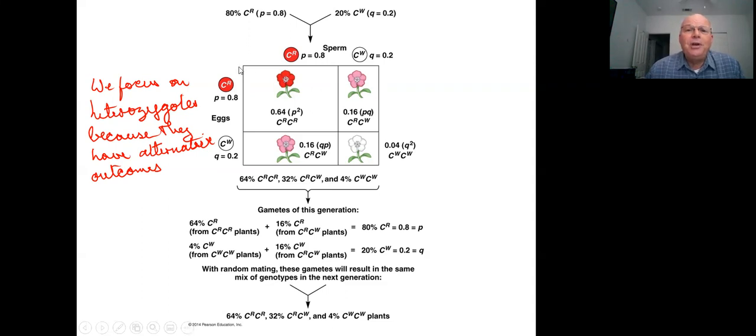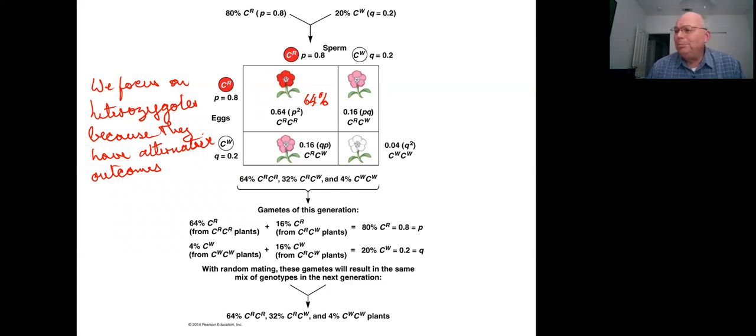So here are the heterozygous eggs and sperm. We have CR eggs and CR sperm. And if those two come together, we get a red individual. They're homozygous for the CR allele and they're going to be red. And their frequency is going to be the product of the frequency of these two alleles. So it's 0.8 squared. That gives us a frequency of 0.64. So 64% of the individuals are going to be homozygous red.